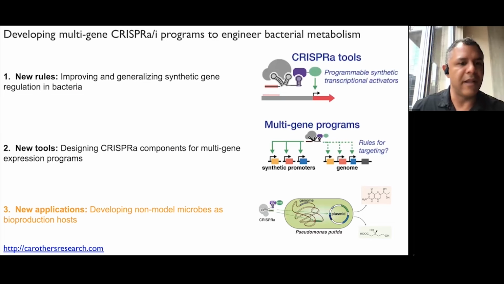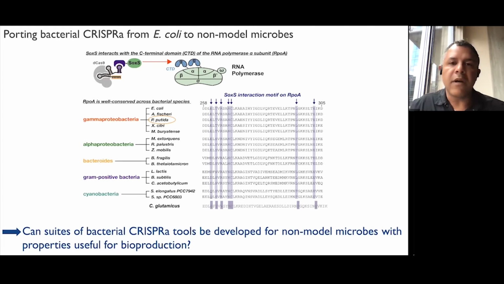All right, so in the last minute or two, I want to show you that we're now able to use these tools to develop non-model microbes as bioproduction hosts. There are a number of non-model bacteria that have proven useful for bioproduction applications, and there are a number of efforts underway to develop new microbial hosts that have desirable metabolic capabilities or that can utilize different target feedstocks or withstand harsh bioprocessing conditions. And interestingly, the rpoA RNA polymerase gene product that is the target for interaction with our modified SoxS transcriptional activator is well conserved across bacterial species.